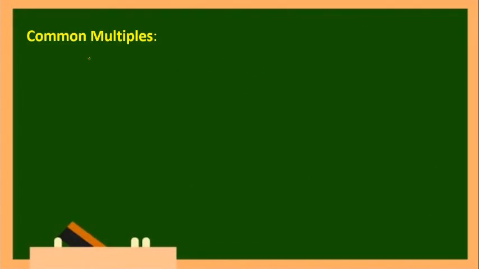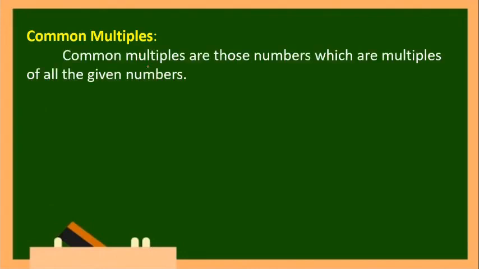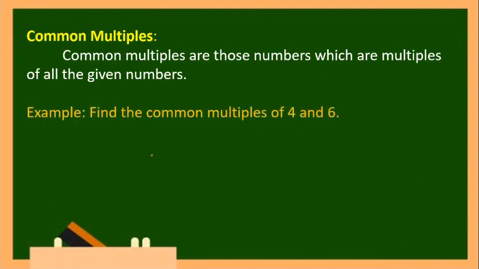Now let's discuss common multiples. Common multiples are those numbers which are multiples of all the given numbers. They should be common. Let's see now: find the common multiples of 4 and 6.